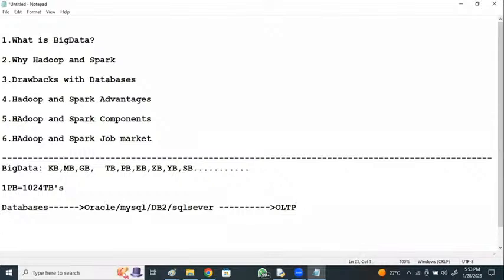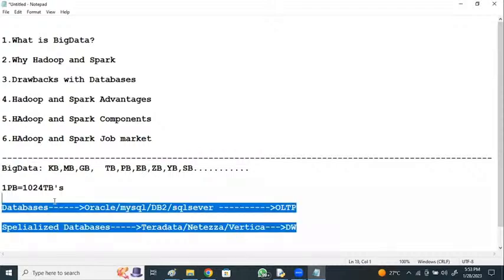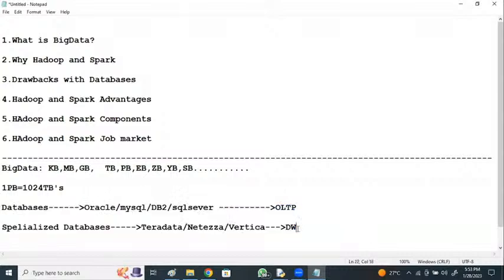But we also have some specialized databases, used for data warehouse purposes, like Teradata, Netezza, Vertica. These are used for OLAP, data warehouse purposes, DWH. OLAP is online analytical processing.